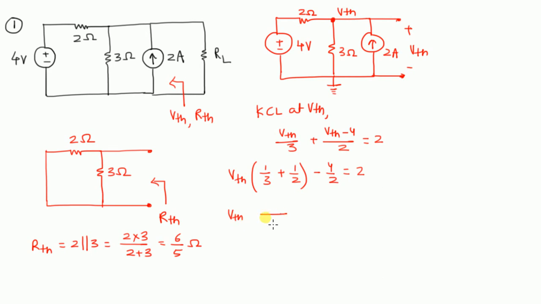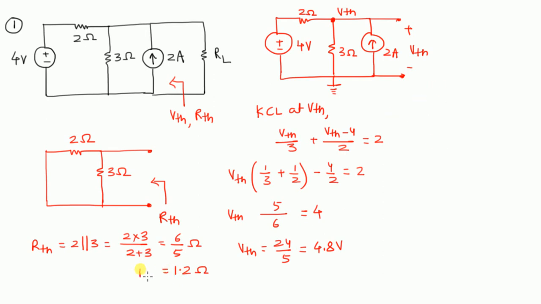So this LCM is 6, 2 plus 3 is 5, and this one is 2 plus 2 is 4. So this will give VTH equal to 24 by 5, that is 4.8 volt. This RTH is 1.2 ohms. So now we have the value of VTH and the RTH.